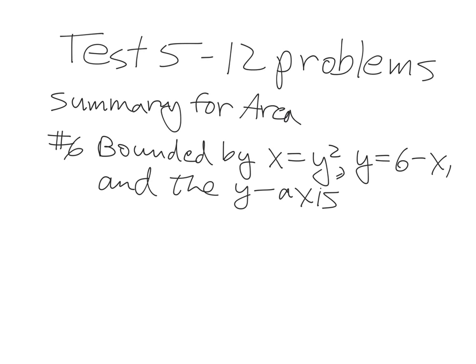Okay, this is probably one of the most involved. We've got 3 different pieces for our boundary. To get an idea of what we're talking about here, let's go ahead and graph it. Now, x equals y squared, that's that parabola on its side, but I'm going to graph it a little more accurately than I did earlier. Let's graph the y equals 6 minus x first, and then we'll fill in the parabola.